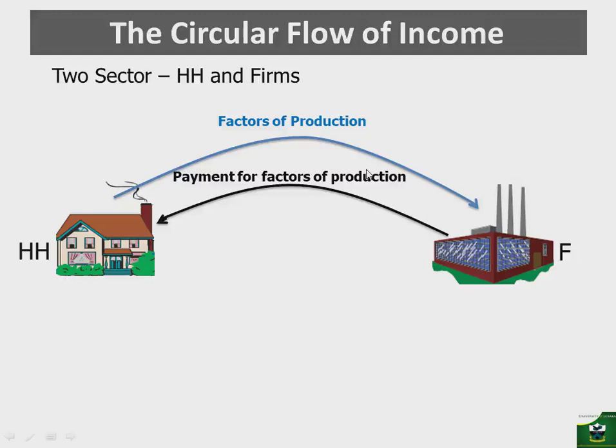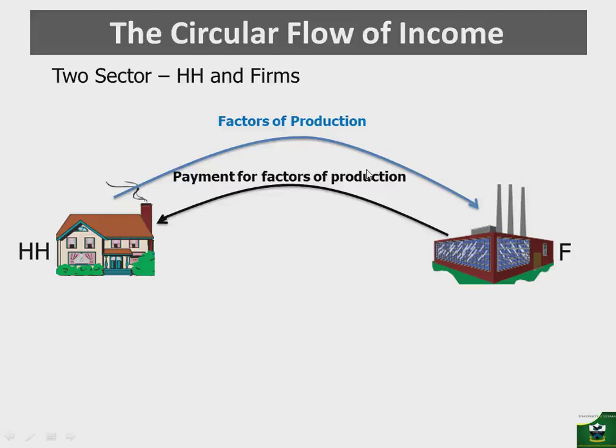What then will the firm do with the factors of production? Well, the firm will use those factors of production to produce different goods and services. Let's imagine that the firm in this case is Trade Kings. If Trade Kings hires the labor, buys the capital and different raw materials, they will use those factors to produce different products. Let's assume that they make Boom.